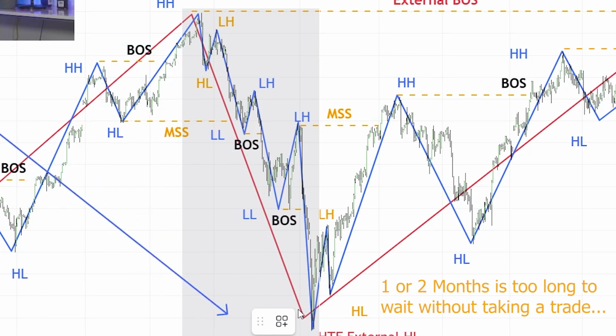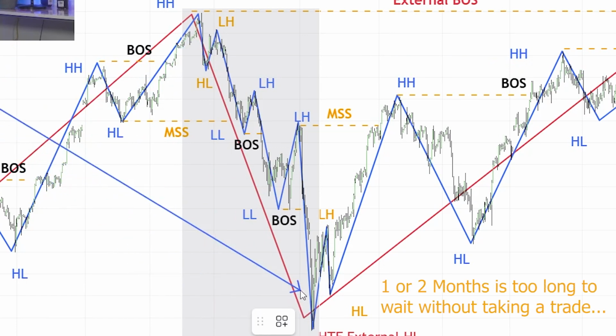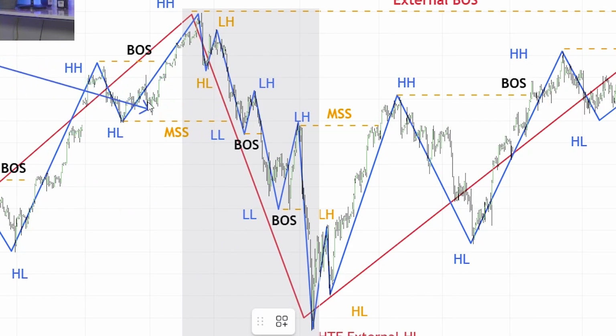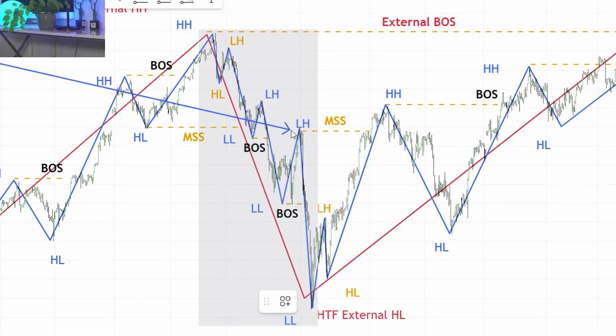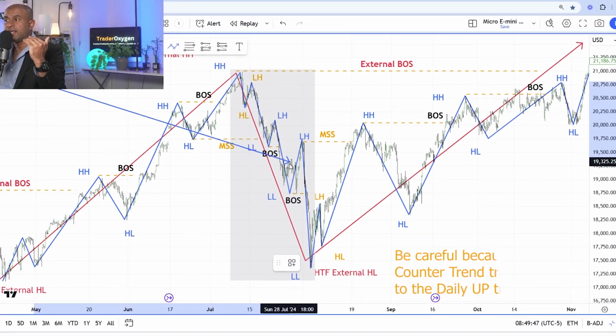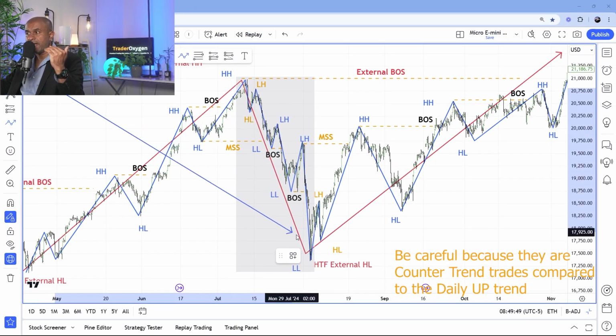Option number two is, if this pullback is too long, let's say nearly 1 month or 2 months, that can happen. If that's the case, after you see the market structure shift and you understand the daily has gone to the pullback, you can start selling in the 4 hour pullback locations. However, you do it very conservatively and very carefully, and you sell only until the daily pullback is over.